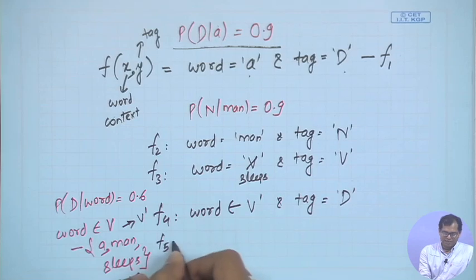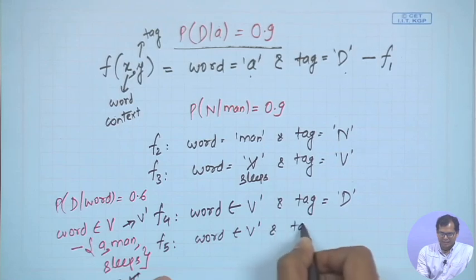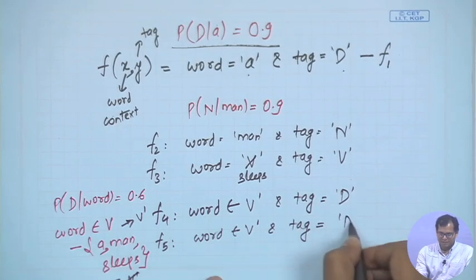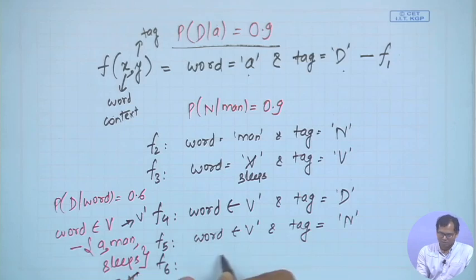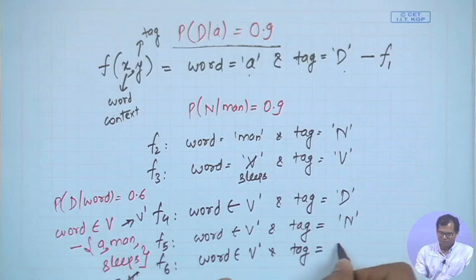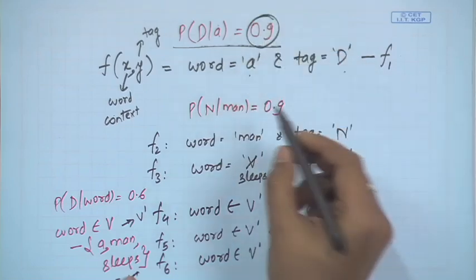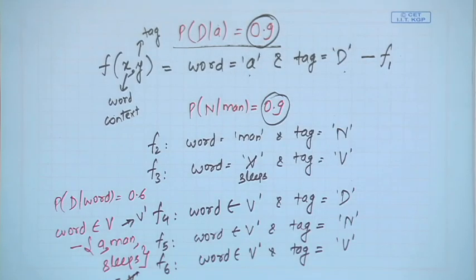Okay. Similarly, my F5 will become word in V prime and tag is N. F6, word in V prime and tag is V. And these become my 6 features that will try to model the distribution. Now so this is how you will select the features given certain facts about the data. So see here, I am not doing anything for matching these numbers right now. So that I will try to do using my lambdas, the feature weights that I have to choose.